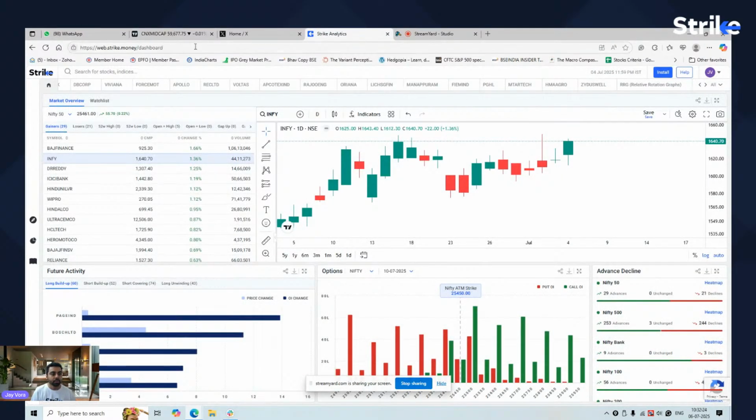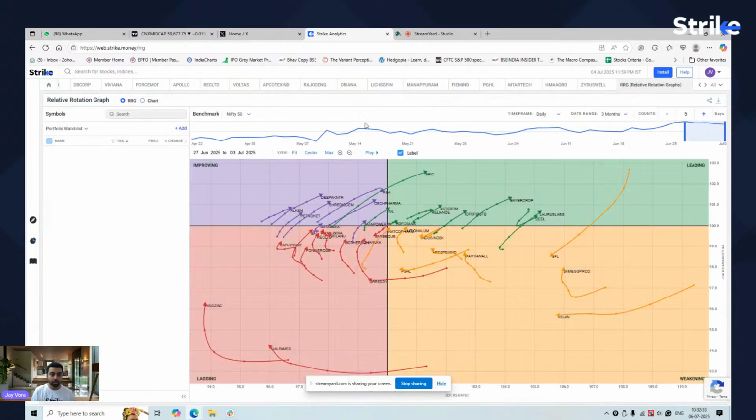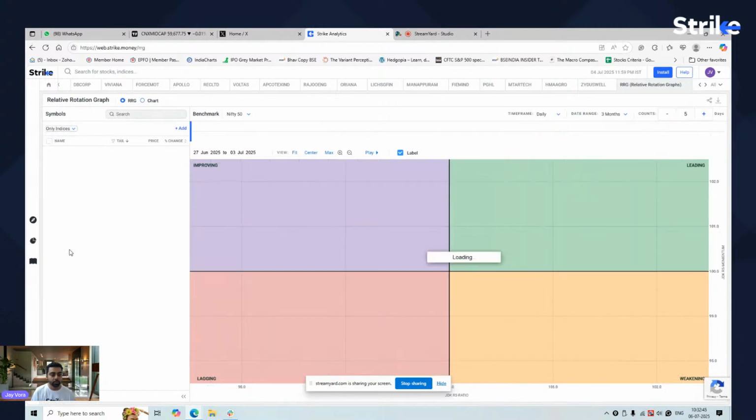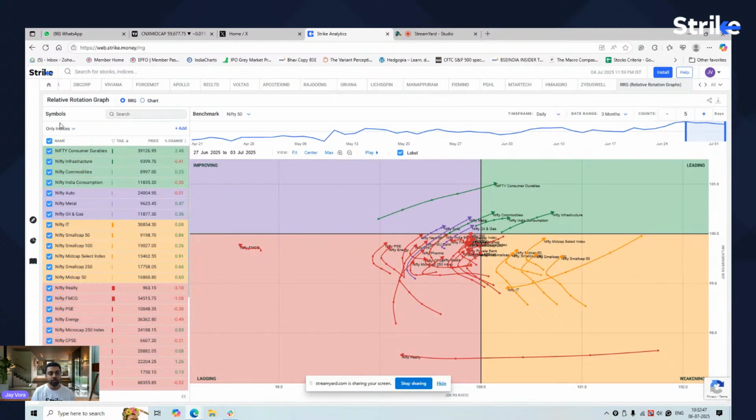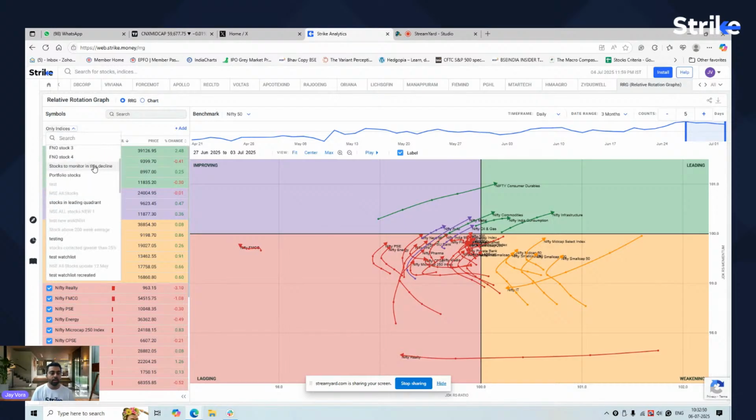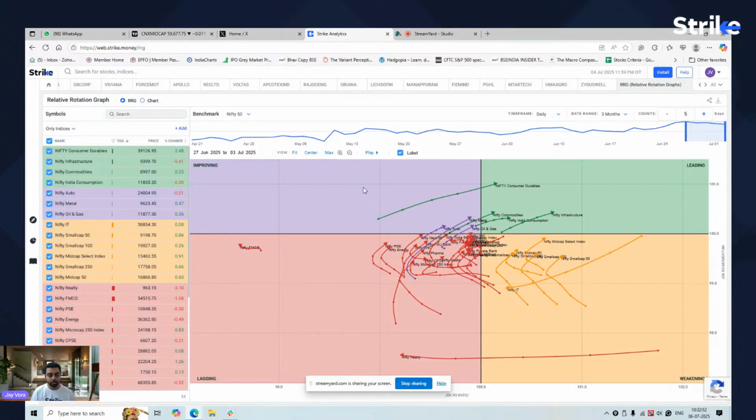So for RRG, firstly, when you come on web.strike.money, you have to hover over here on the second button and then go to RRG. Once you click over here, you will get the RRG tab. Because I have been using it and it was on this tab earlier, it has come to the portfolio watch list. Else it will open only indices. I'll also explain in a while the importance of having the watch list, and how you can make better use of that.